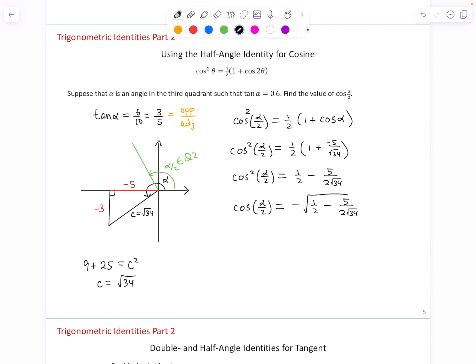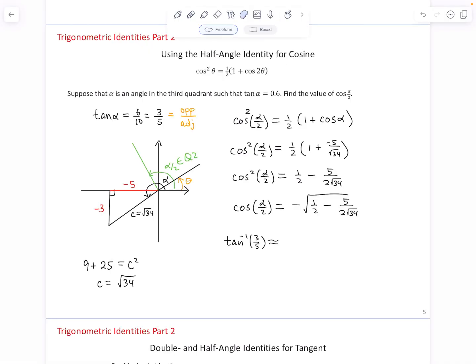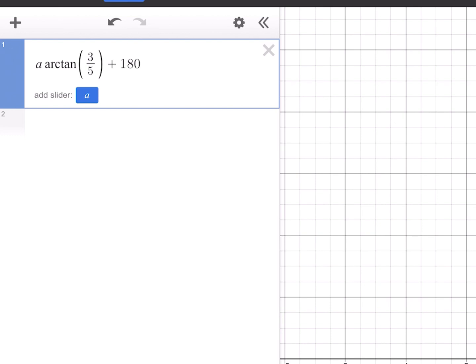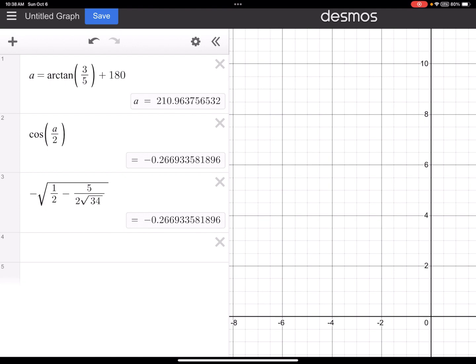If we were to confirm this with technology, we could find alpha first using an inverse tangent, the inverse tangent of 3/5. Making sure you are in degree mode, the arctangent or inverse tangent of 3/5 is about 30.96 degrees. This is a first quadrant angle, which in this picture would be extend this hypotenuse into the first quadrant, and we get this orange angle theta. Well, theta is not alpha, but if I add 180 degrees, I will get alpha. So I get about 210.96 degrees. Let's call this angle A, and now let's do the cosine of half that angle, and let's check this against our answer, and notice we get the same decimal representations, confirming our work.